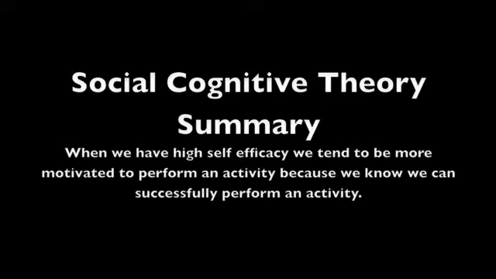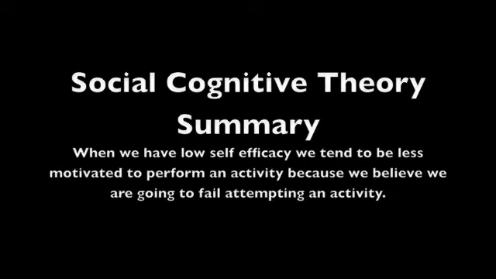Social cognitive theory summary. When we have high self-efficacy, we tend to be more motivated to perform an activity because we believe we can successfully perform it. When we have low self-efficacy, we tend to be less motivated to perform an activity because we believe we are going to fail attempting it.